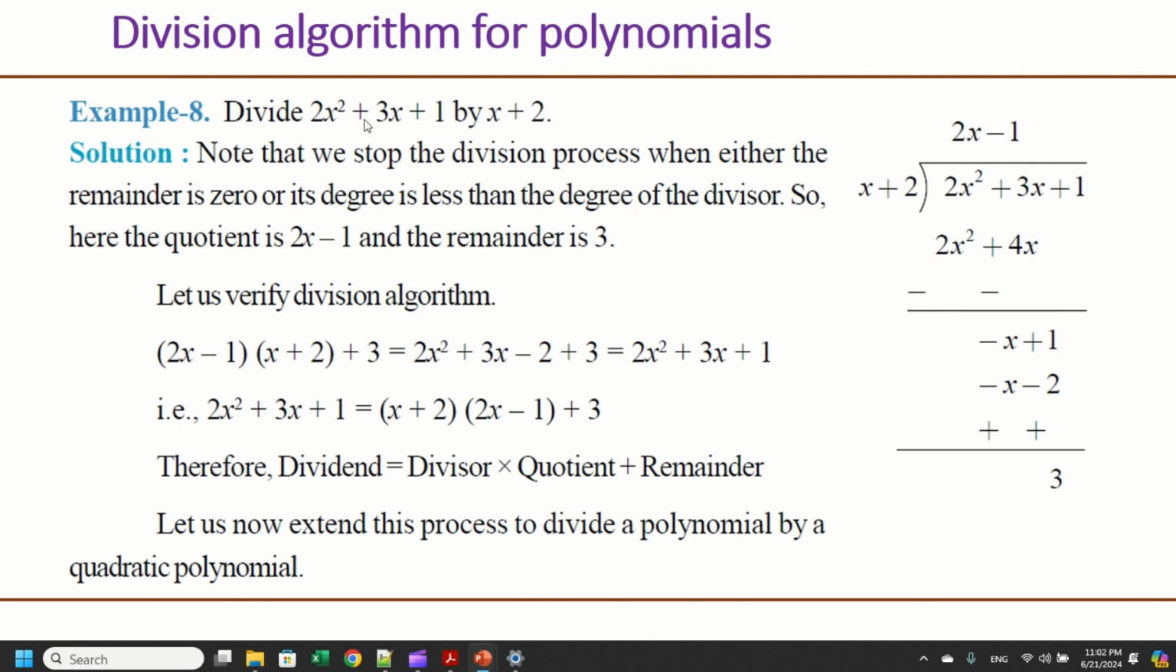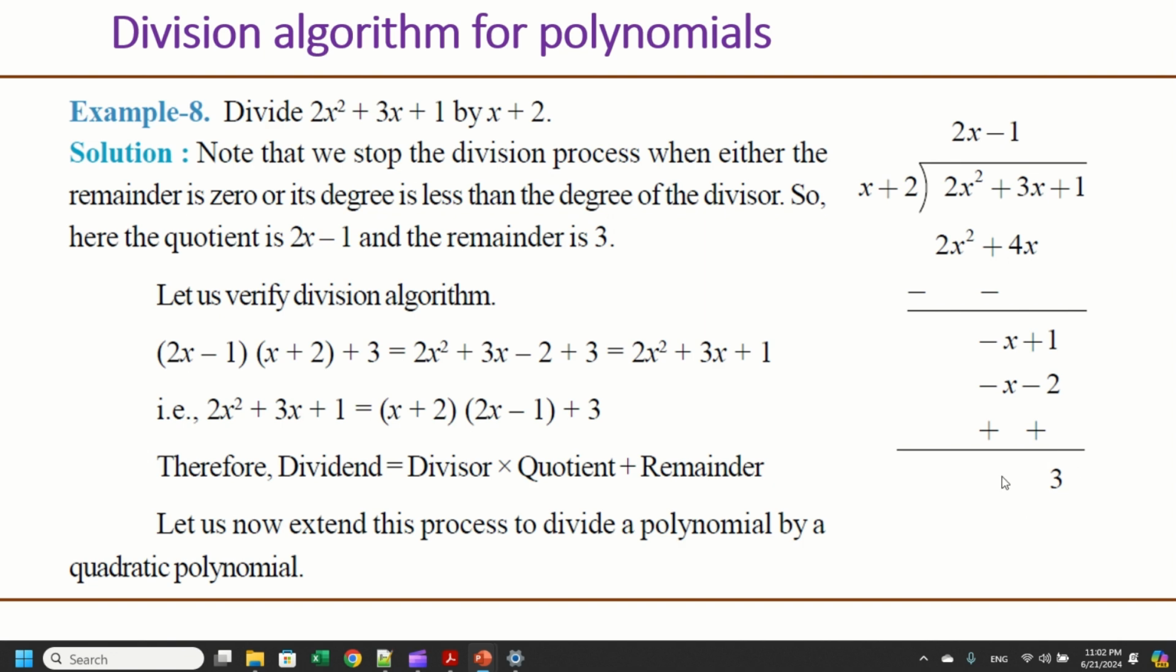Here it is given 2x square plus 3x plus 1 divided by x plus 2. So you write x plus 2 here, and the given polynomial here. 2x square by x is 2x. So first you will take 2x as a term. So x into 2x, that is 2x square. 2 into 2x is 4x, plus 4x. If you subtract, what you will get is minus x, then plus 1 you bring it down. Okay. So x into minus 1 is minus x. Okay. 2 into minus 1 is minus 2. So what you will get is remainder 3.